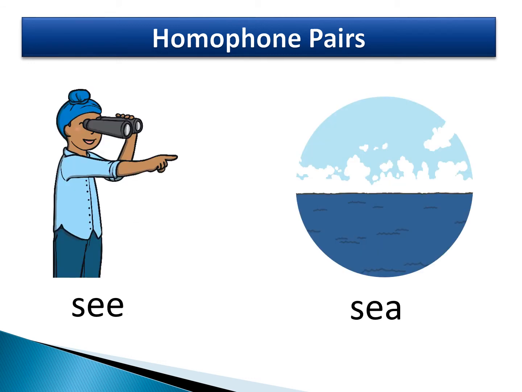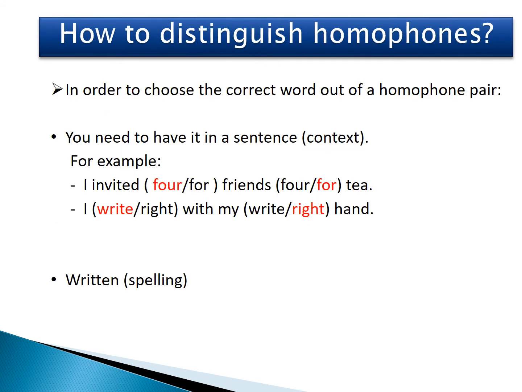See, S-E-E, the vision ability to watch things with your eyes, while sea, S-E-A, the body of salty water where you can swim. Homophones are tricky, aren't they?